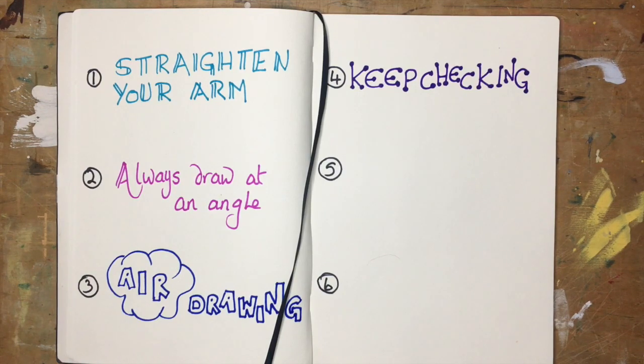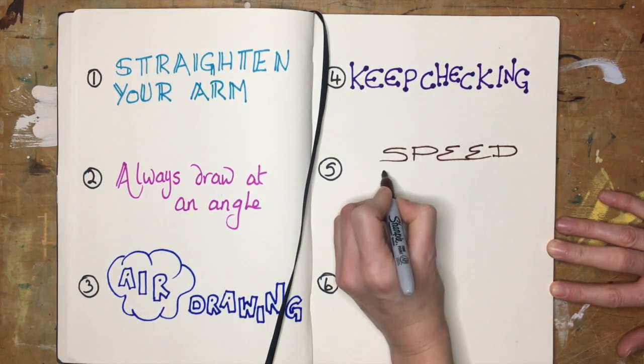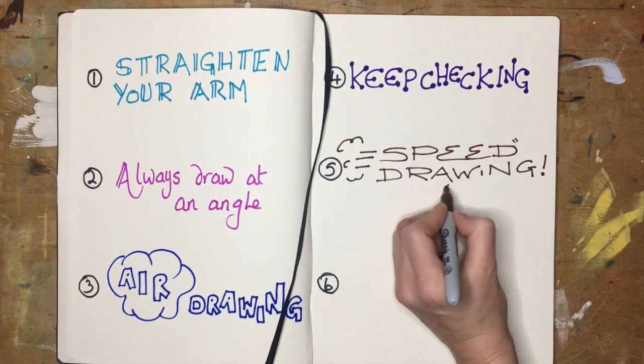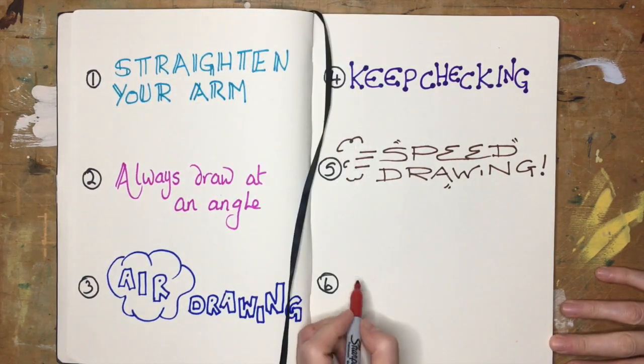5. Speed drawing. Go back to my film on speed drawing. Again, the link is below. It'll help you with layout and quick information gathering, which will help you map out a composition quickly.